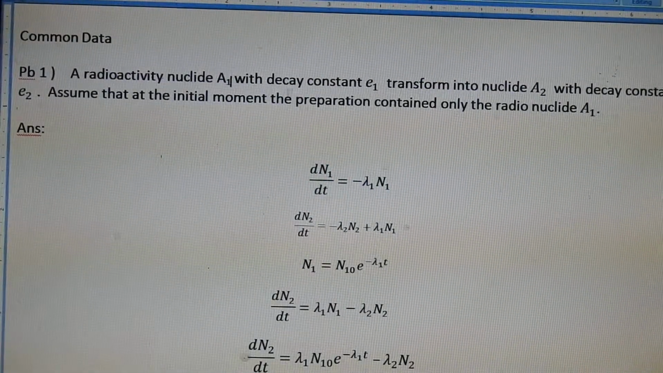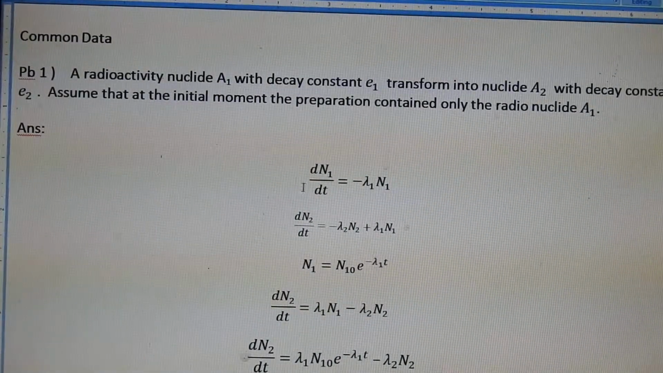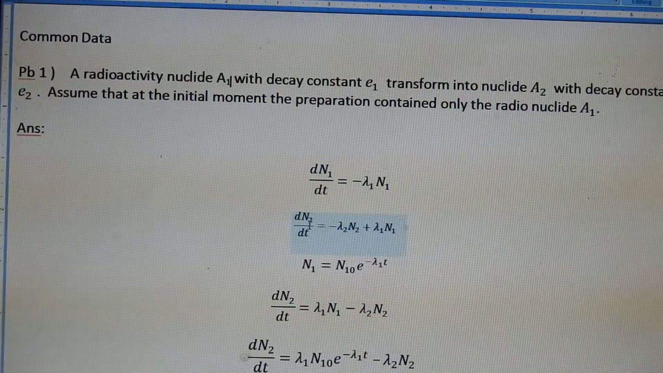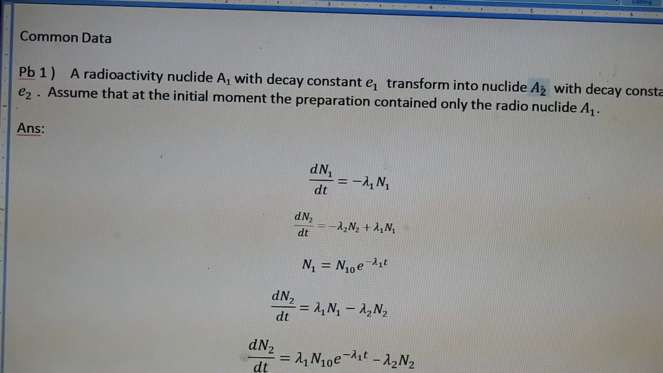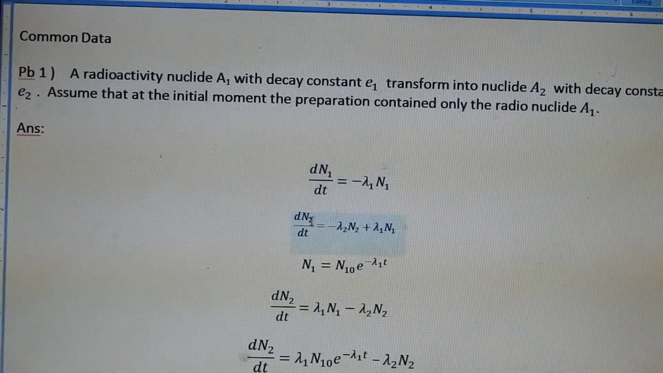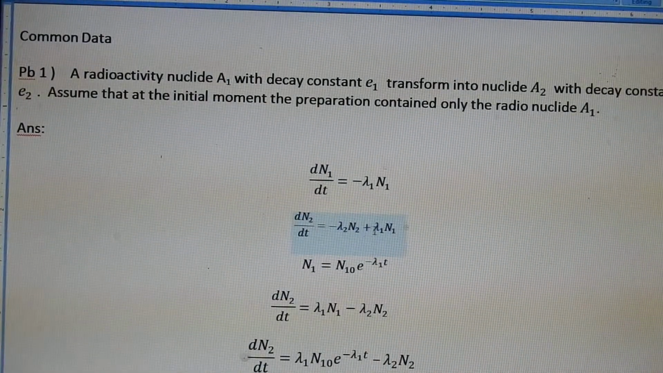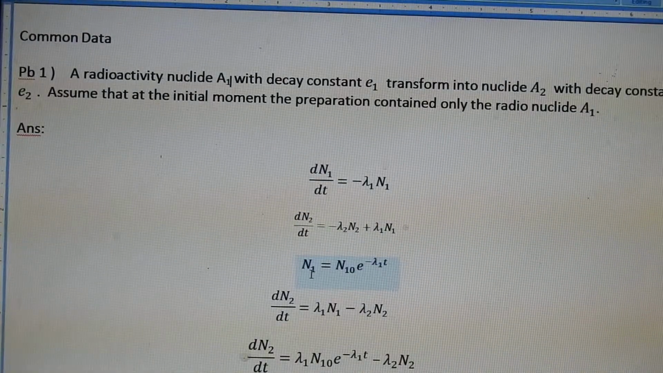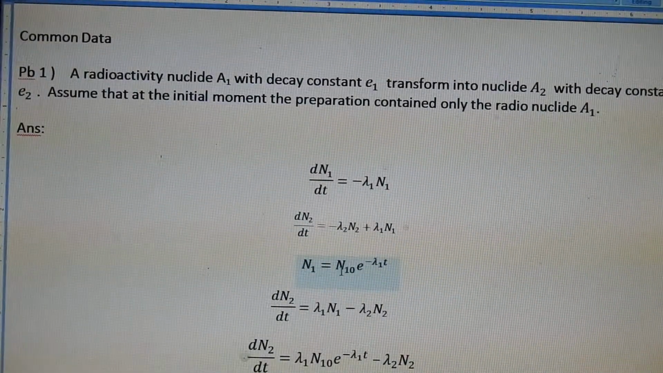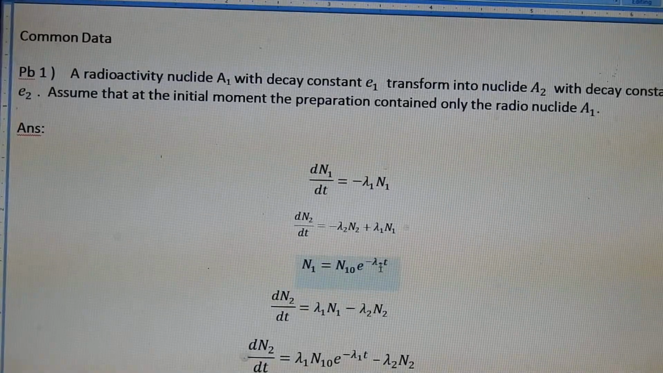So for this purpose, first the disintegration: the number of nuclei dN1/dt is equal to minus λ1 N1. The same thing we do here: dN2/dt, when the second nuclei starts disintegrating, the number of A2 nuclei disintegrating, so dN2/dt is equal to minus λ2 N2 plus λ1 N1. We know the famous formula that N1 is equal to N10 e to the power of minus λ1 t.